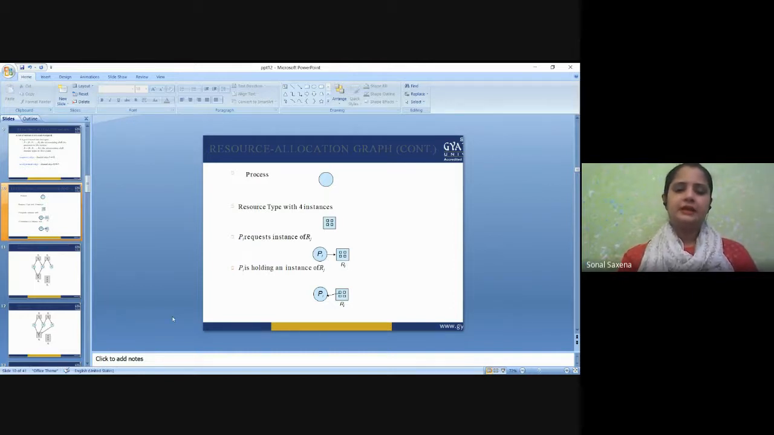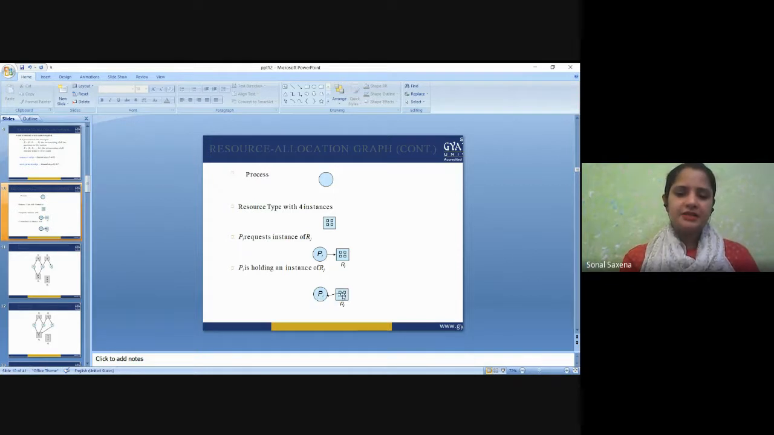Now, let's say that P1 has been granted the instance of RJ. As I told you, I have given you one example of instances inside a resource. If you have a complete memory, the instance could be some portion of that memory. If your process requires only some portion of the memory, I'll call it an instance of that resource. The resource is memory, and the instance would be the portion of that memory. As I told you, if the directed edge is from resource to process, that means the resource has been assigned to the process. So here we are assuming that this resource has already been assigned to the process.